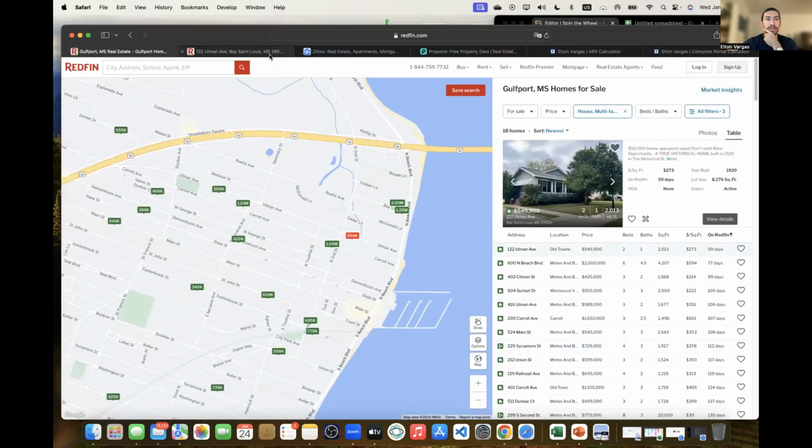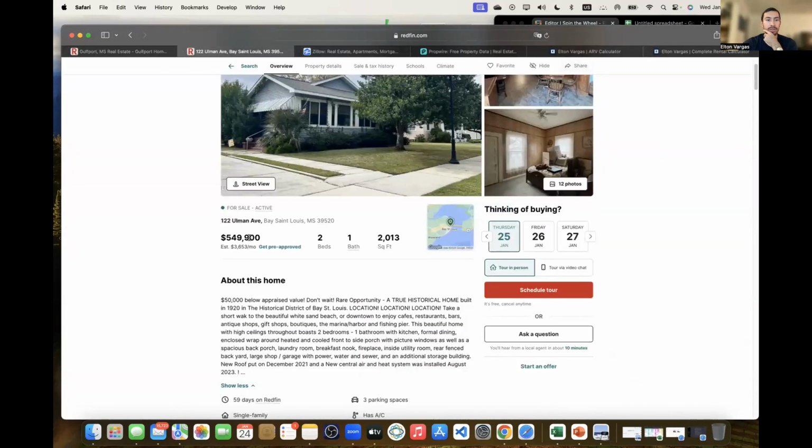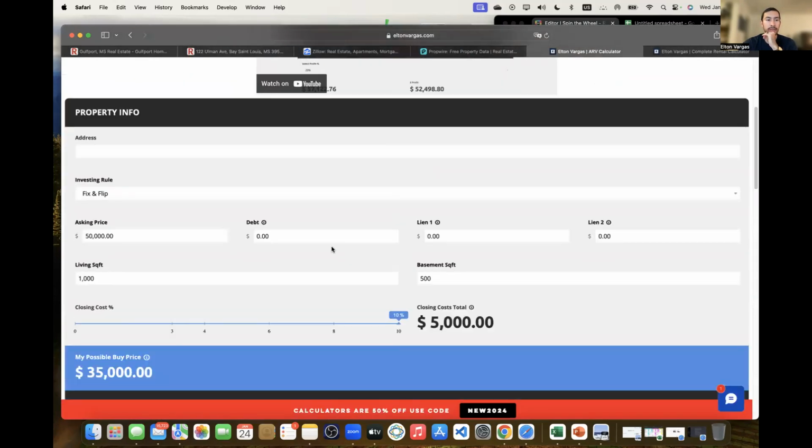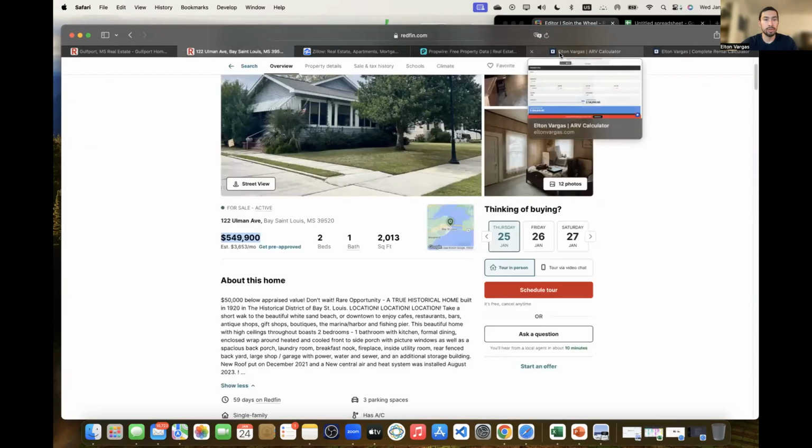So now let me put in the information. They're selling the home for 549. This is going to be part of the ARV calculator. It's listed with an agent. I've got to find out if there's any mortgage on the property, so I'll find that out.